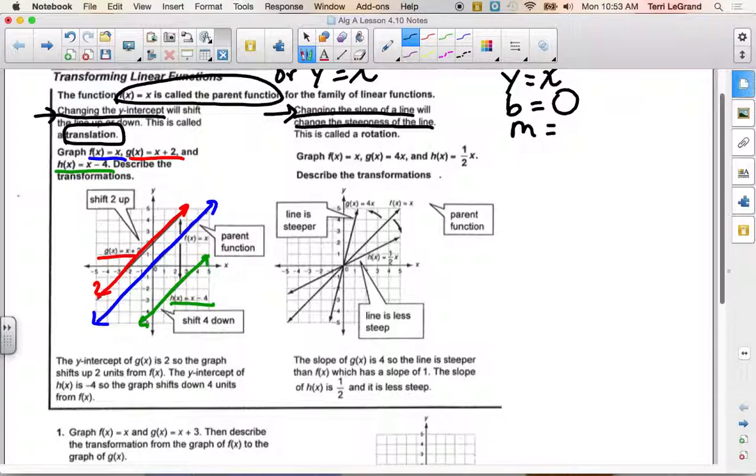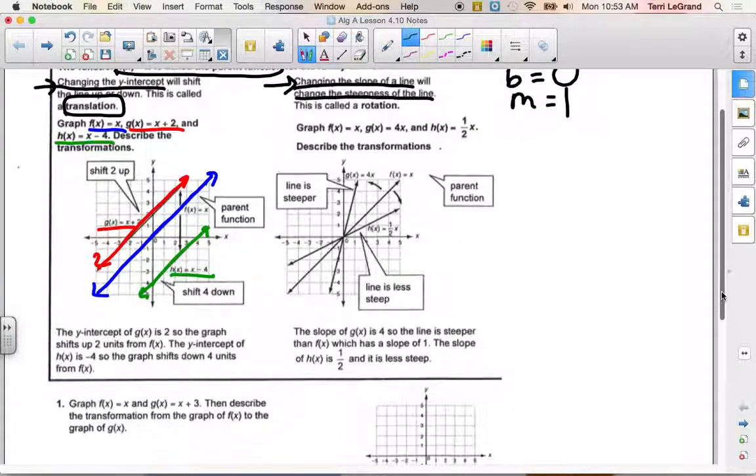Okay, thanks, Cameron. It's 1. Okay, so I'm calling on some names because I'm seeing unengaged people. M equals 1. M equals 1 for the parent function.